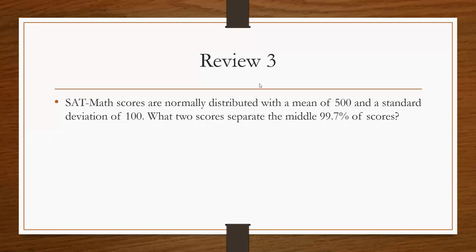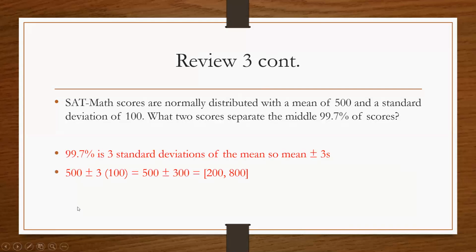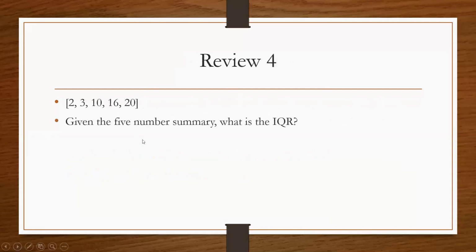All right, so just one thing you have to realize is that 99.7% is 3 standard deviations from the mean. So for this, it's going to be the mean plus or minus 3 times the standard deviation. Since the mean is 500, you're going to be using plus or minus 3 times 100, since that's what they said the standard deviation was. And so you end up with the lowest part being 200 and the highest part being 800. All right, moving on to the next question. I'll give you guys a little bit of time to work through this.